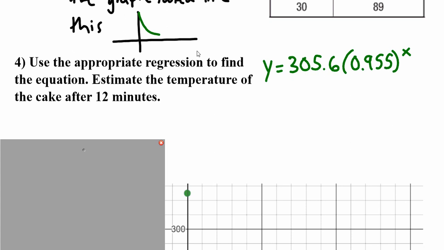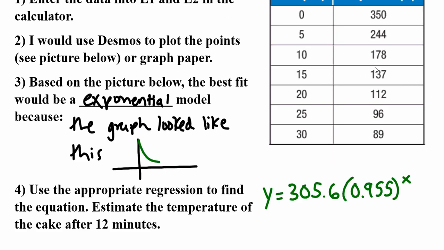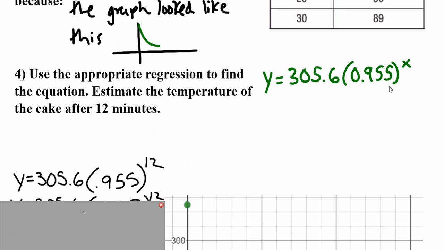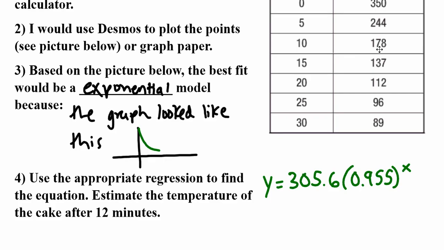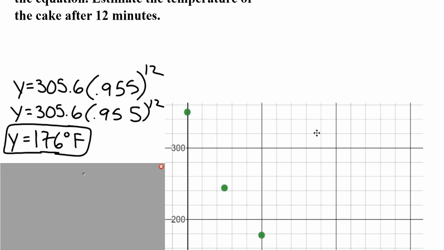It's cooling. Now I can use this equation to estimate what the temperature would be maybe at 12 minutes because it wasn't measured at 12 minutes. So I put 12 in for x in my equation, and then I just type it in the calculator. And when I type that into the calculator and run it, I get 176 degrees. And that looks reasonable. That's in between the 10 and the 15. So after 12 minutes, our estimate would be that the cake was at 176 degrees.